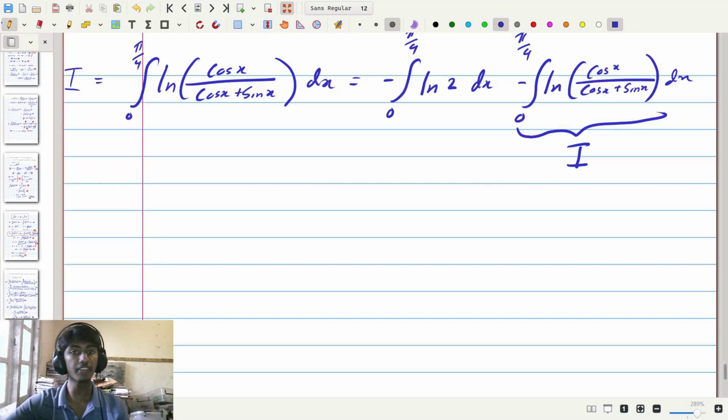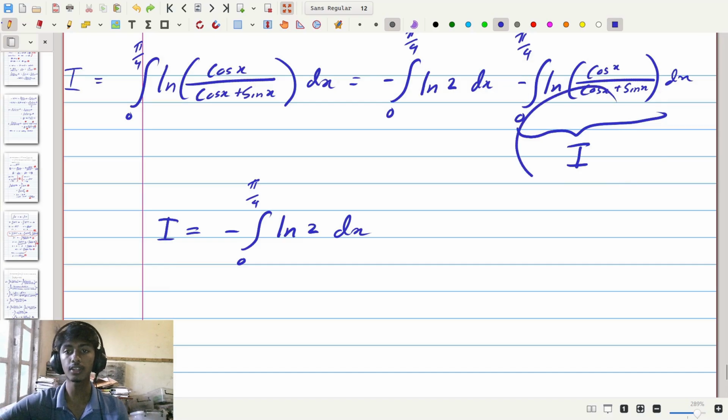Now taking the left hand side and right hand side here, we can see on the left hand side we have I. So we have I equals, and on the right hand side here we have negative integral from 0 to pi by 4 of natural logarithm of 2 dx, and then we have minus the same exact integral, minus I.